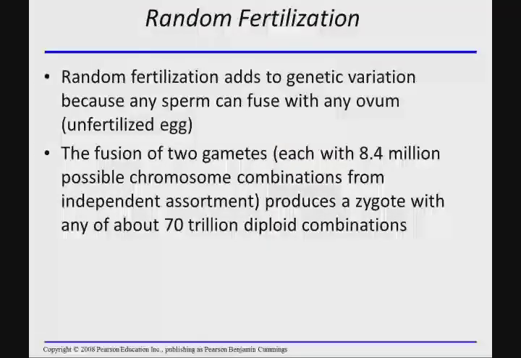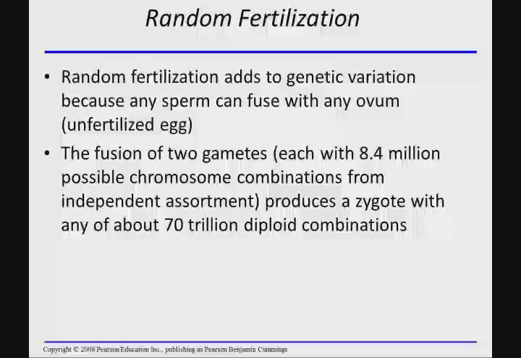Now the final idea here is the idea of random fertilization. So if just based on independent assortment I can have 8.4 million possible chromosome combinations in any one of the gametes that is produced, and I pair that up with an equal amount of variability in the egg, so let's say sperm and egg, it's 70 trillion diploid combinations. Because any given sperm can mix with any given egg, each being one of the 8.4 million combinations of chromosomes just based on independent assortment. So it's 70 trillion diploid combinations.